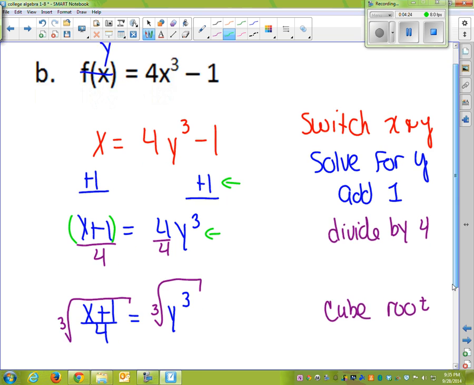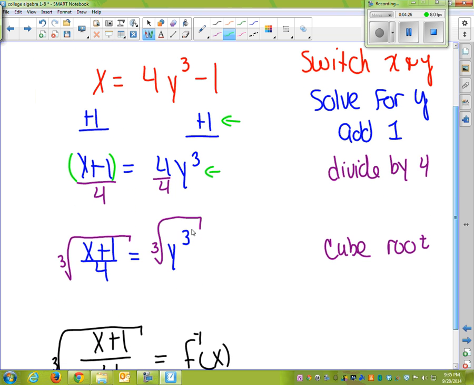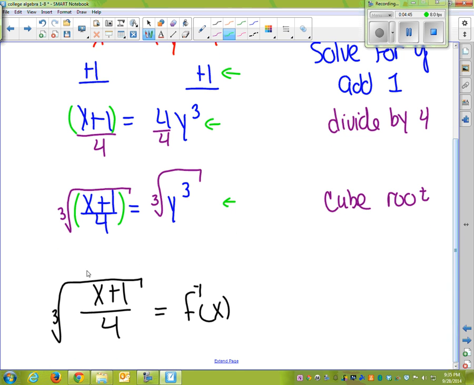After that, you had y cubed by itself. So to get rid of a cube, we took the cube root of both sides. And again, when you did the cube root, it was of the entire (x plus 1) over 4. Cube root and cubed canceled, leaving your answer, the cube root of (x plus 1) over 4. All right, I hope that went well.